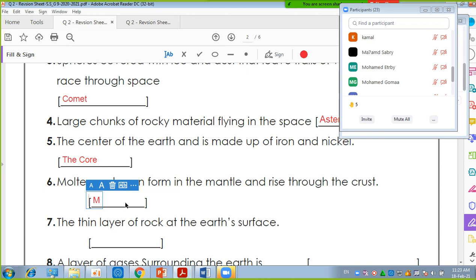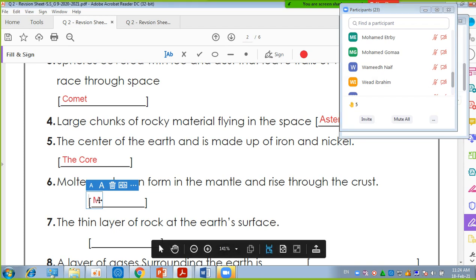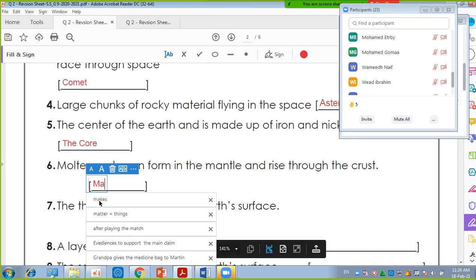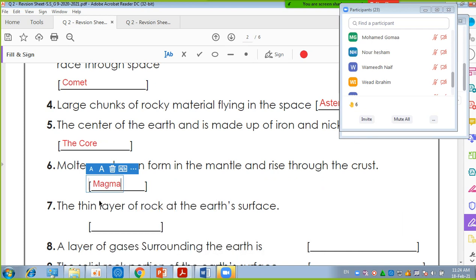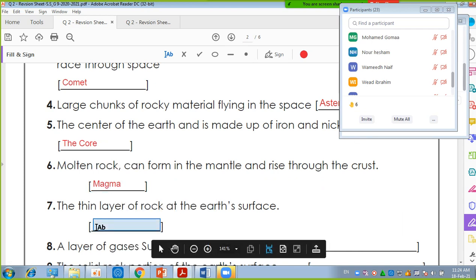Miss, I don't know. It starts with M. Is it difficult? Yes, okay. Yeah, miss, you're giving hints. Raneem. Magma? Yes, magma. It's the only thing that we have studied. This is so weird, really.